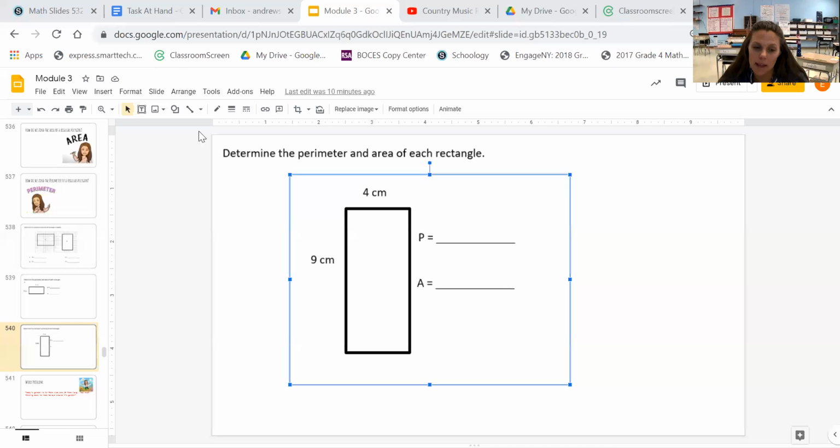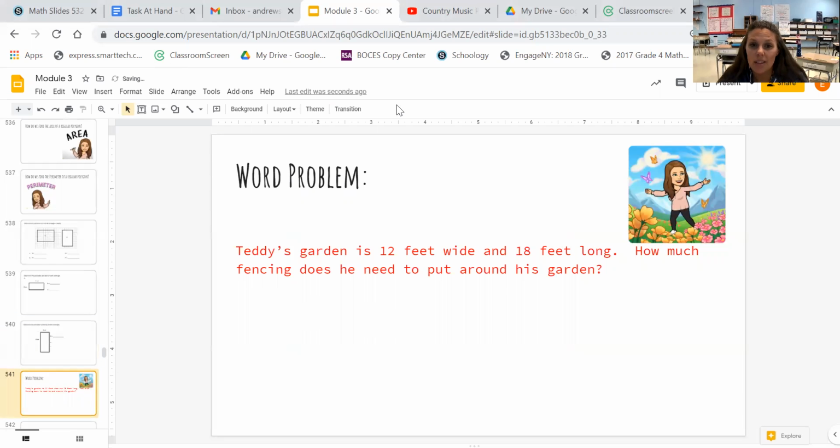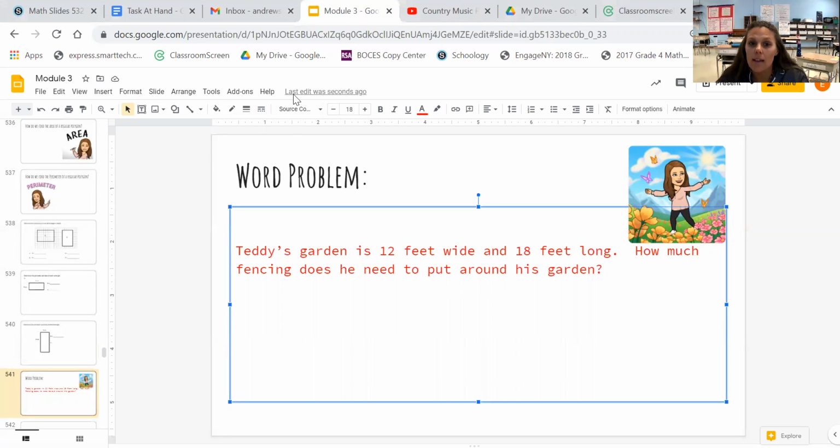We're going to try a word problem now. Hopefully you follow the steps of doing some roadblocks, underlining some important information. Let's read it together. Teddy's garden is 12 feet wide and 18 feet long. How much fencing does he need to put around his garden? Keyword around. So automatically you should know, are we finding the area or the perimeter if we're doing the distance around something? Hopefully in your head you're saying, hey, I need to find the perimeter, the distance around it.